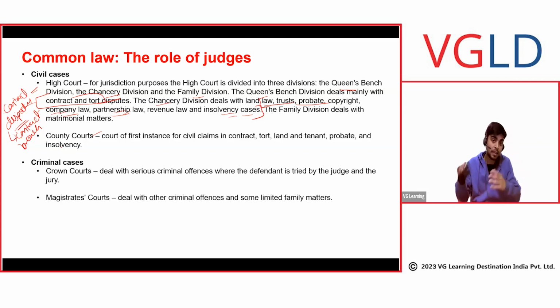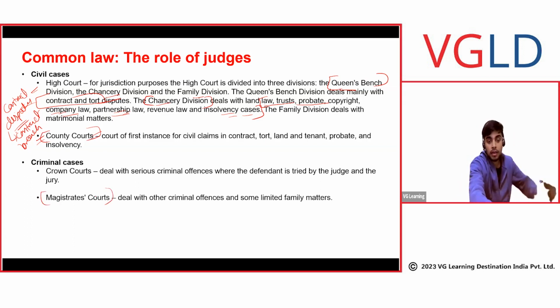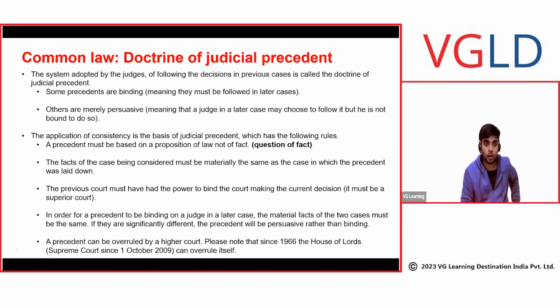we will need to check whether we need to go to the Chancery Division, or let's say if there's a contract dispute, whether we need to go to the Queen's Bench Division. Okay, just like criminal cases, County Courts or Magistrates' Courts are the first instances where the case is first registered. So County Court for civil cases and Magistrates' Court for criminal offenses. Hope this is clear.